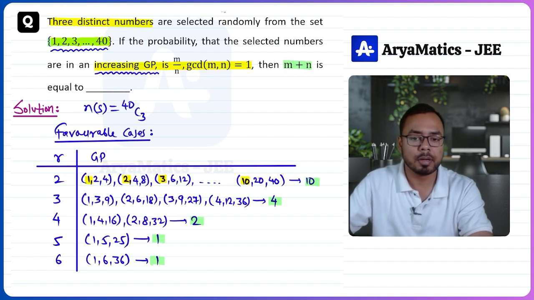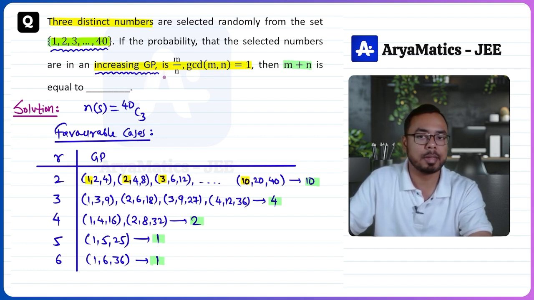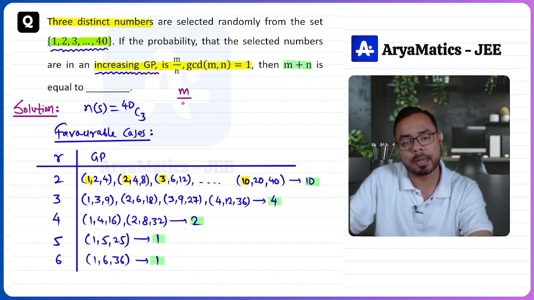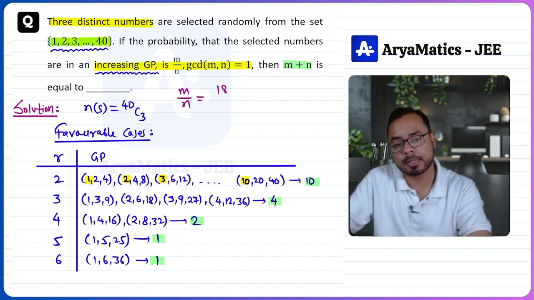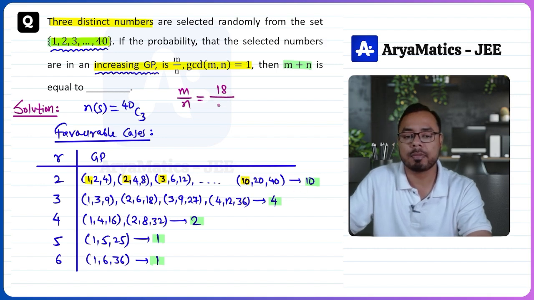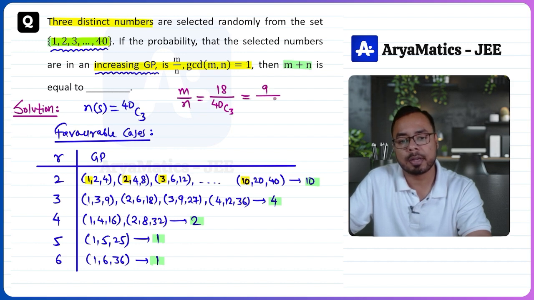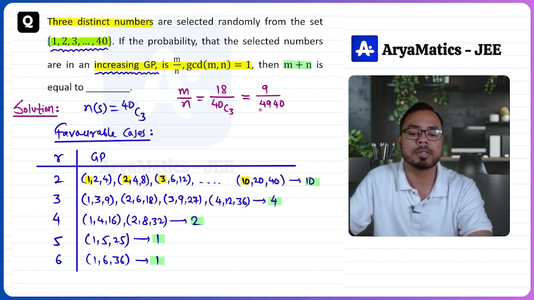And it is given that the probability that we get an increasing GP is m by n. So that means m by n must be the number of favorable cases by the total number of cases. Number of favorable cases is 18, and the total number of cases is 40C3. Total 40 numbers are there. Select any three numbers and that will give us one case. So the number of elements in the sample space is 40C3, favorable cases 18. And after simplification, you can do the calculation on your own. You will get 9 divided by 4940.